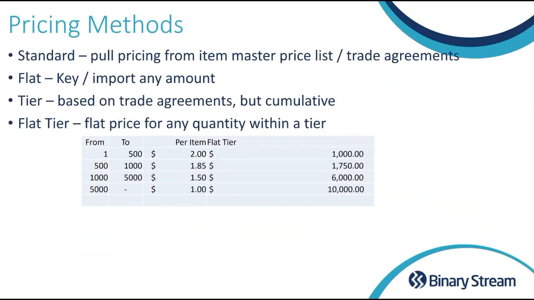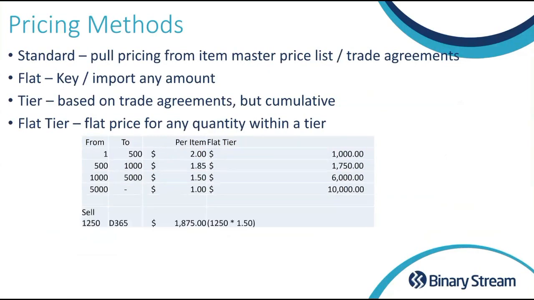Suppose in my trade agreement, I have tiers that say, from 1 to 500 units is $2 per item. We'll just look at those first three columns for a moment. From 500 to 1,000 is $1.85. From 1,000 to 5,000 is $1.50. From 5,000 and above, it's $1 per unit. That's if I'm using just cumulative tiered pricing. Flat tier pricing, that first tier will always be $1,000. The second tier will always be $1,750. The third tier, $6,000. The last tier, $10,000.